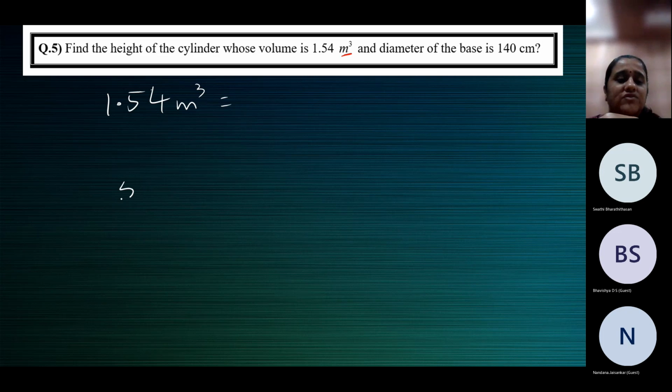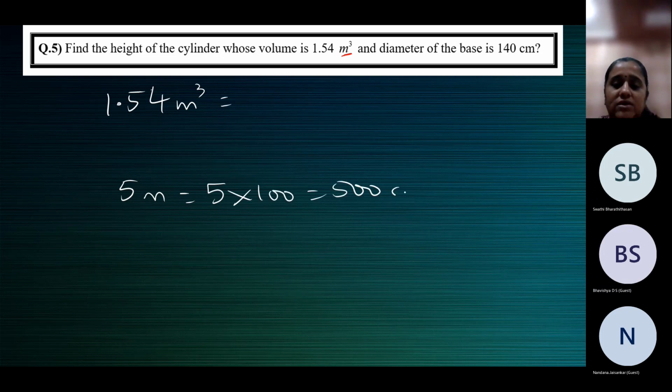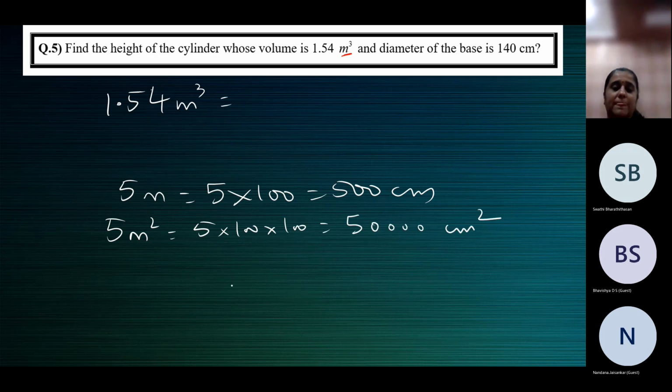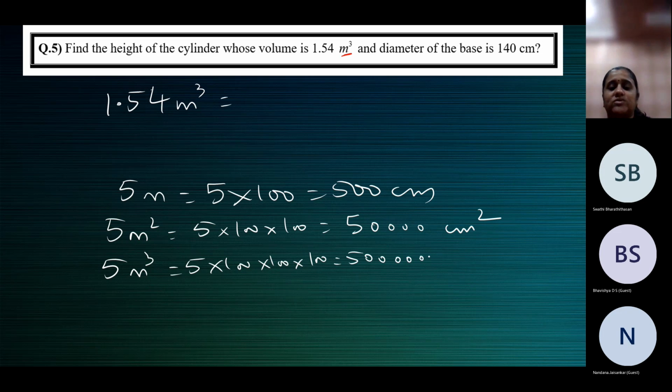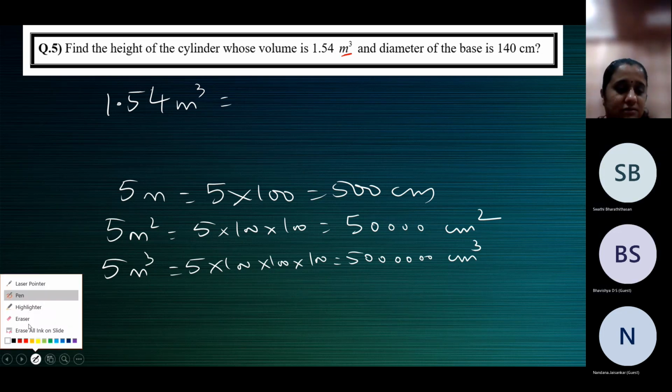What is 5 meters? 500 centimeters. 5 into 100, 500 centimeters. So 5 meter square will be 5 into 100 into 100, that is equal to 5 followed by 4 zeros centimeter square. And 5 meter cubed will be 5 into 100 into 100 into 100, that is equal to 5 followed by 6 zeros centimeter cube. Is this understood, children? Yes, ma'am.